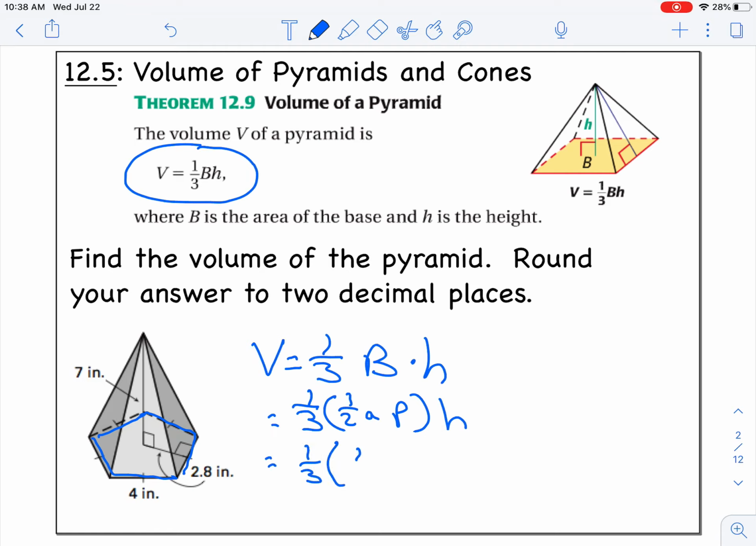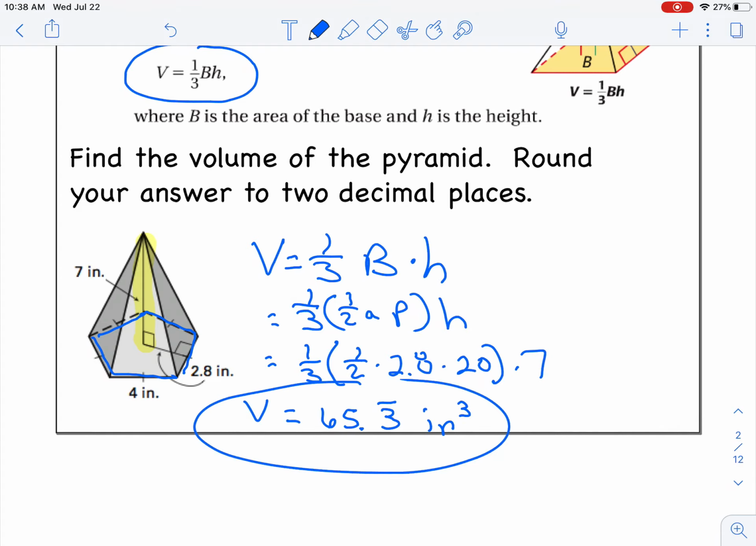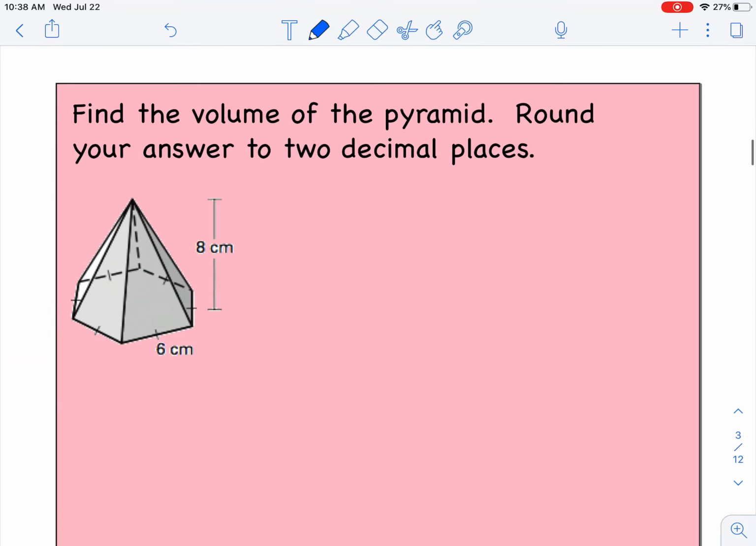So I have 1/3 times 1/2. The apothem is 2.8 and the perimeter is 4 times 5 or 20. And the height is this inside here, so that is 7. So multiplying all that together, my volume is about 65.3 repeating cubic inches. So it's really not too difficult to calculate.